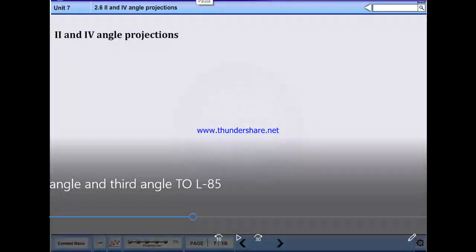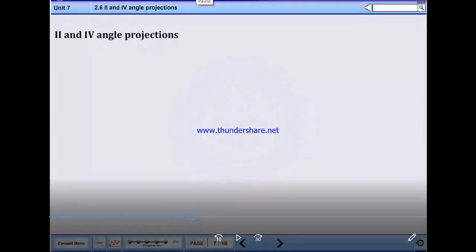Welcome to online engineering drawing lessons. So, with the previous continuation of the topic orthographic projections, in which second and fourth angle projections.